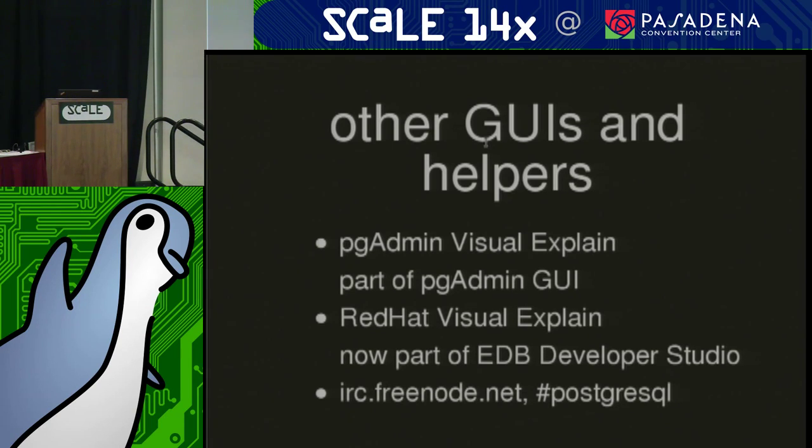There are some other tools you can use. The pgAdmin GUI desktop client will do a visual diagram of the query execution. I tend to find that only works for very simple queries because the diagram gets unwieldy large very quickly. There's a more on-steroids version of this, originally developed by Red Hat for Red Hat Database, and now maintained as part of the Enterprise DB Developer Studio. I haven't actually seen this because I've never used the EDB Developer Studio, but it's there. However, for a lot of people, their primary tool for helping interpret explain plans is the PostgreSQL channel on irc.freenode.net, where people come in and say, why is this query slow? They post their explain plan, and then they get asked to do an explain analyze, and they post that. So particularly when you're learning how to interpret explain plans, the IRC channel is really invaluable.